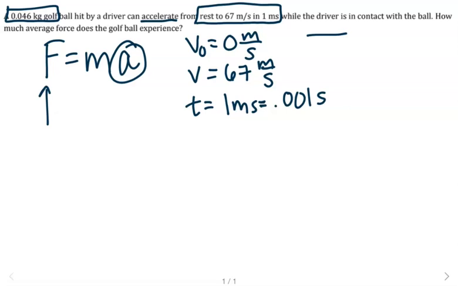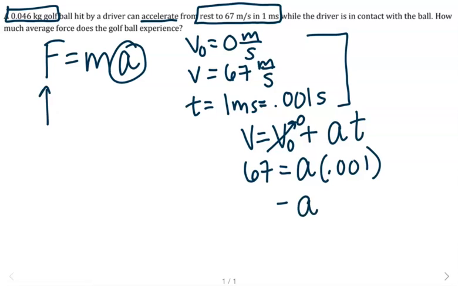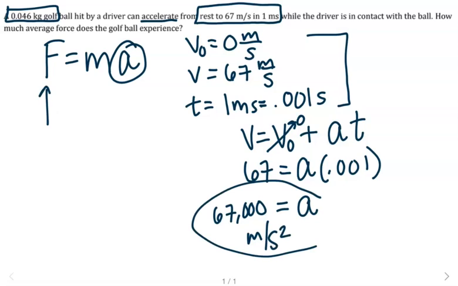So all of these three things can relate to acceleration using one of our kinematic equations. We know that our final velocity is equal to our initial velocity plus acceleration times time. So our initial velocity we identified as 0, and we can plug in the remaining information. We have 67 meters per second equals acceleration times 0.001 seconds. So when we solve for our acceleration, we end up with 67,000 meters per second squared for our acceleration.